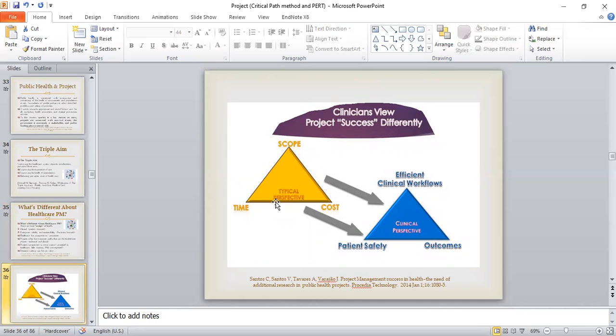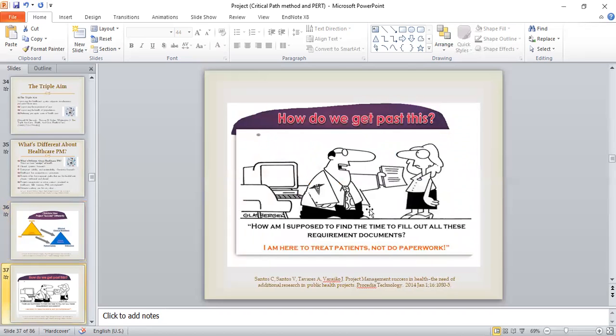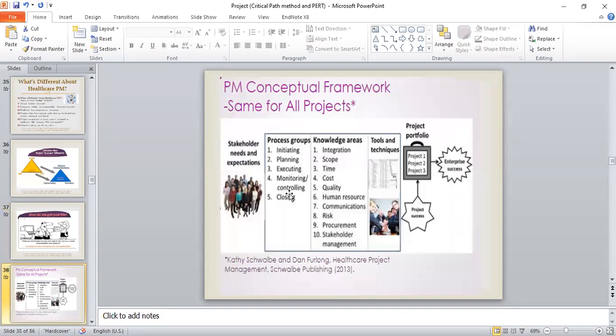If we see through the typical perspectives of time, scope, and cost, and if we see through the clinical perspective, it includes efficient clinical workforce, outcomes, and patient safety. Therefore, in the past of project management, the clinician's attitude was: I am here to treat the patient, not to do paperwork. This is the actual previous concept in project management. And the project management conceptual framework now is the same for all projects. It includes stakeholder needs and expectations, process groups in initiating, planning, executing, knowledge areas, integration, scope, cost, quality, human resources, risk, procurement, tools and techniques, and project portfolios.